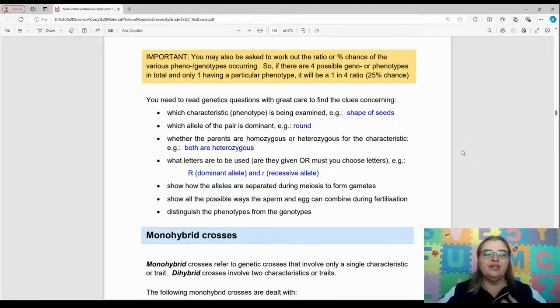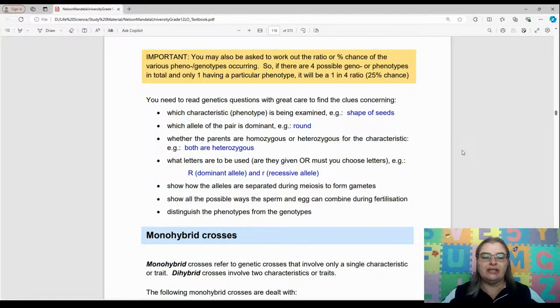So first of all, which characteristic or phenotype is being examined? You have to understand what it is you're trying to look at, e.g. the shape of the seeds in this example here. Which allele of the pair is dominant? So in the case of the seeds with Mendel's pea plants, is it going to be round or wrinkled? For the color, is it yellow or green? One of them is dominant, one of them is recessive, okay? Also, we always ask ourselves, were the parents homozygous or heterozygous? Or are they both heterozygous? Because that will also make sure that we get the genotyping correct.